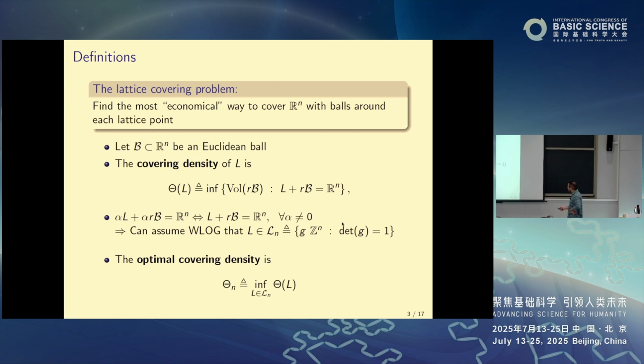Now, since if L + rB equals R^n, then also alpha L + alpha rB equals R^n for any alpha different from 0, I can assume without loss of generality that the lattice L is already scaled to have unit covolume. So we restrict attention to lattices in this family, the family L_n that consists of all unit covolume lattices in R^n. And the main question is what is the optimal covering density theta_n, which is the smallest covering density we can get among all unit covolume lattices.